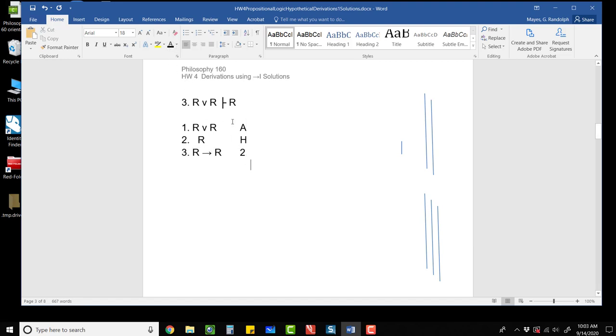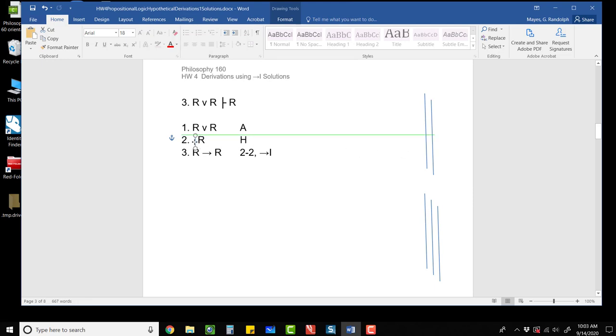So again, this is logic just behaving oddly, but perfectly consistently. So this tells us that if we hypothesize R, then we have R. So if R, then R by 2 through 2 conditional introduction. Okay, so we discharge our R, all right, like that. And so now we know that if R, then R.